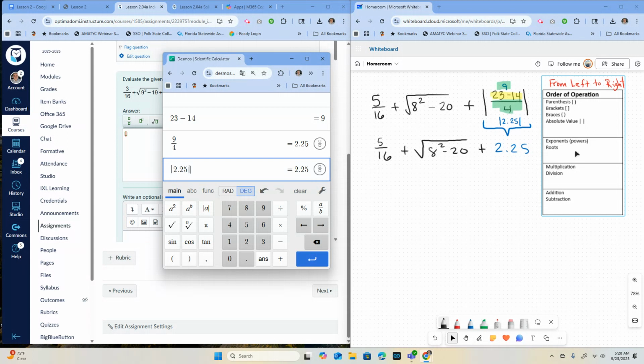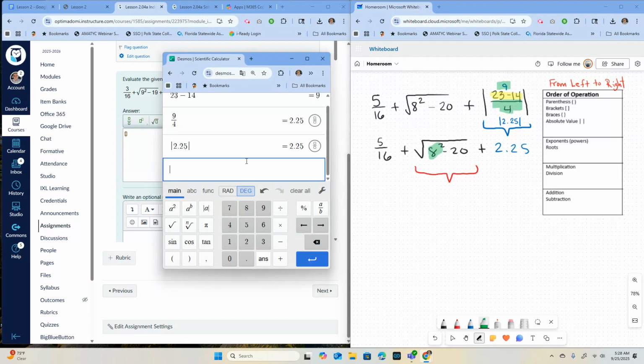Now I'm going to do the next thing in the list. Exponents or roots. Do you have any of those? Yes, I have a root right here. But look what happened inside the root. I have 8 to the second power minus 20. So I cannot do the square root until I'm done working inside. So I'm going to have to do 8 squared first. That's what I'm going to do here. 8 to the power of 2. You can see I get 64.